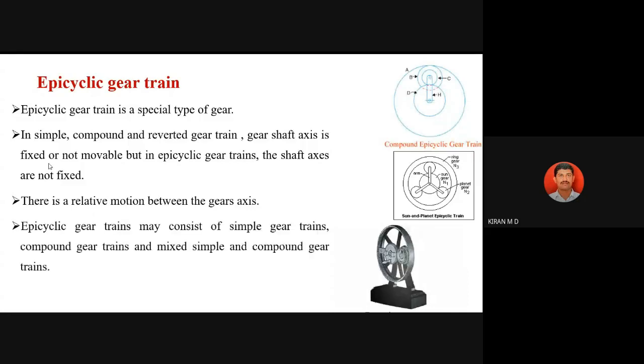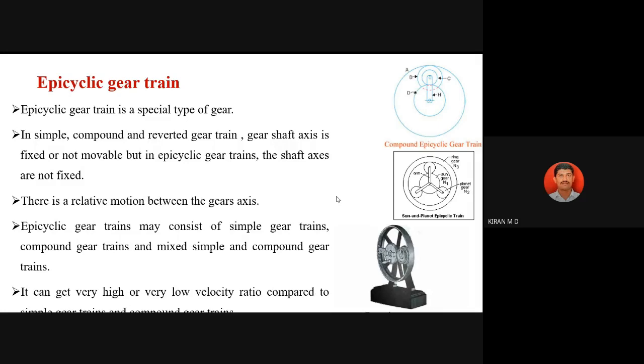The epicyclic gear train may consist of simple gear trains, compound gear trains, or a mixture of simple and compound gear trains. See here, it is a mixture of simple and compound gear train, because H will transmit the power to C. C and B are on the same shaft. Then B will transmit to A. Like this, it may consist of compound gears also.